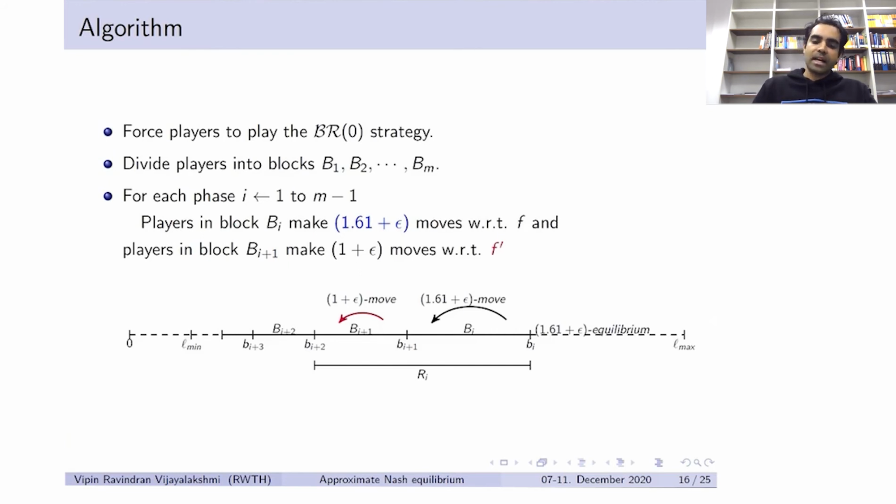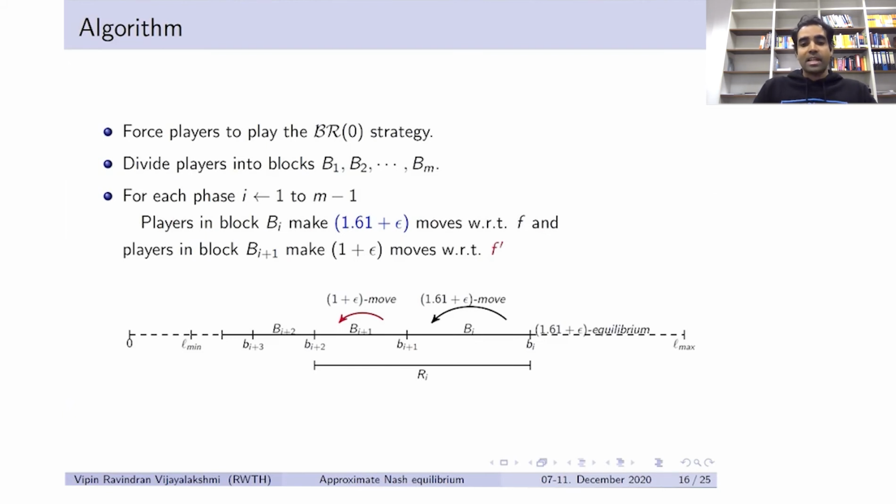In any given phase i, players in the block Bi make a 1.61 plus epsilon move, or epsilon best response move, with respect to the original cost function. Players in the block Bi+1 make a 1 plus epsilon move with respect to the modified cost function. I've not introduced you to the modified cost functions yet. These modified cost functions are non-decreasing cost functions that have to satisfy a certain property that I will describe soon. At the end of phase i, players in the block Bi are in a 1.61 plus epsilon approximate equilibrium with respect to the original cost function, and players in the block Bi+1 are in a 1 plus epsilon approximate equilibrium with respect to the modified cost function.